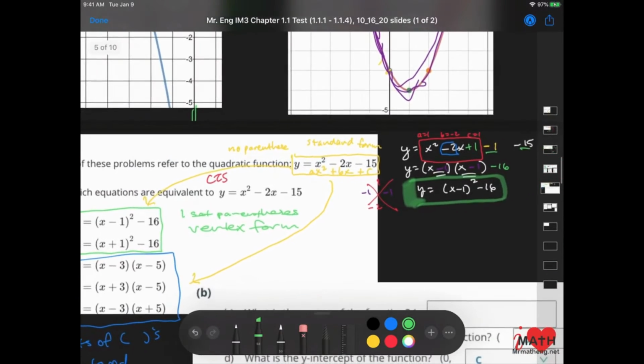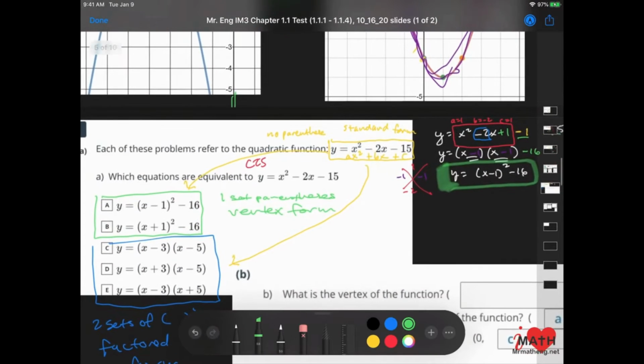So let's see. We're trying to get vertex form. To get to one set of parentheses, you have to complete the square, which is what we just did, and the answer is A. Okay, so that means the other vertex form is not B. Now we just need to factor the one in yellow. So again, we're going through this problem here, and we're trying to factor this. So how do I get to that blue box down here? We're going to have to factor. Let's factor.